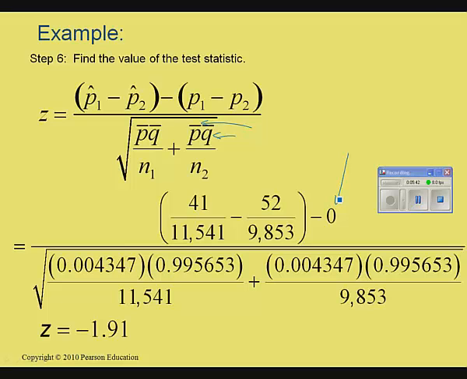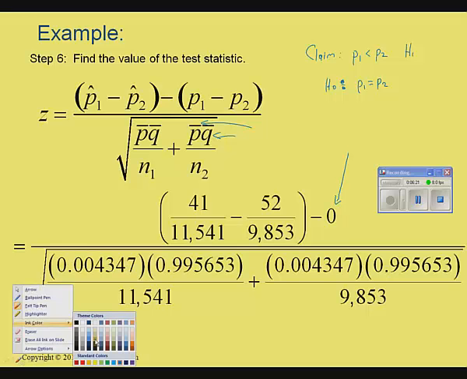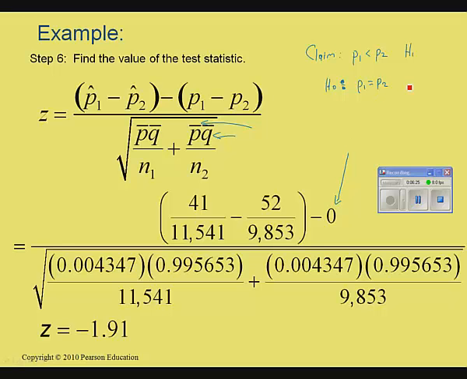What was supposed to be there? P1 minus P2. Well, we don't know P1 and P2, but we're making a claim, right? The claim was P1 is less than P2. That was my H1, it turns out. And then H0 was P1 equals P2. Okay, now, just so you understand this, if P1 equals P2, what would be P1 minus P2? That's the same as P1 minus P2 equaling 0. You get that?